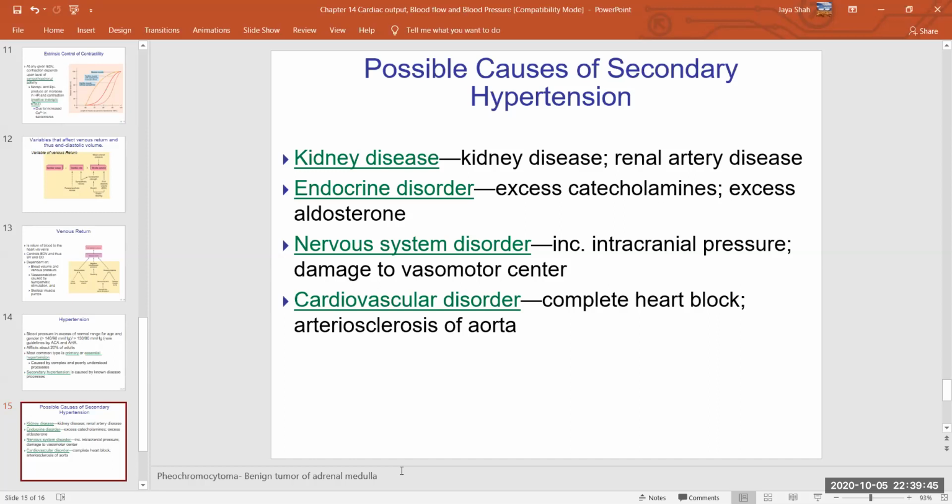Nervous disorders like increased intracranial pressure and damage to the vasomotor center. These nervous system disorders, hydrocephalus, can cause high blood pressure. Cardiovascular disorders like complete heart block or arteriosclerosis of the aorta, which is the hardening of your aorta, can also cause high blood pressure. Okay.